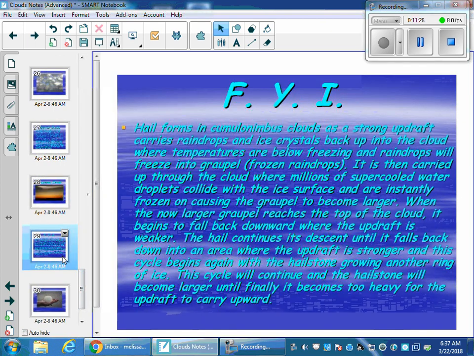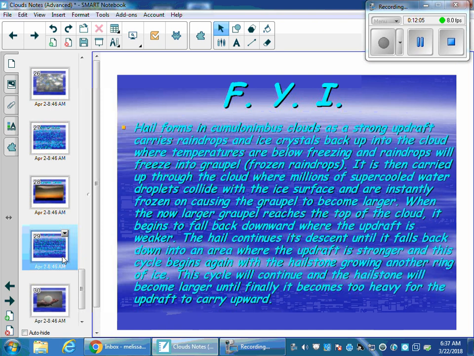The last thing that I want to talk about here is hail. Hail is an interesting form of precipitation that we get from a cloud, because hail forms from cumulonimbus clouds when we get a strong updraft. That's a force pulling it upwards. So it carries raindrops and ice crystals back up into the cloud where temperatures are below freezing, and then raindrops freeze into what's called graupel, or frozen raindrops. So it's carried up through the clouds where millions of supercooled water droplets collide with the ice surface and are instantly frozen. And that causes the graupel to become larger.